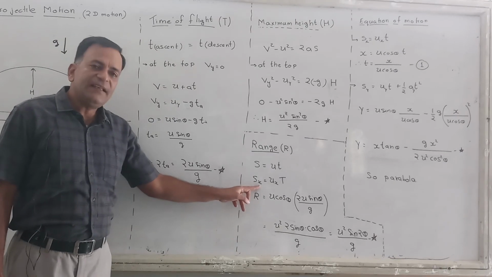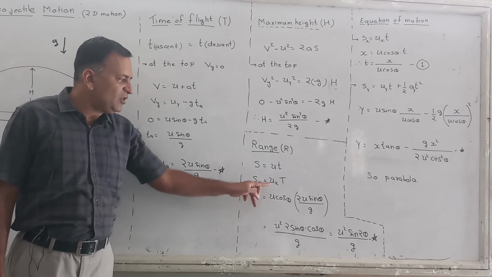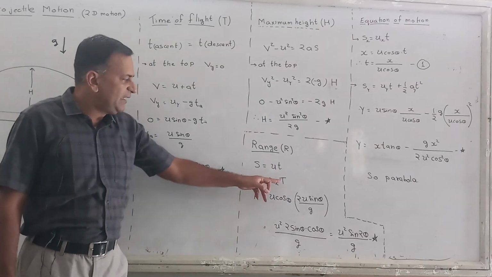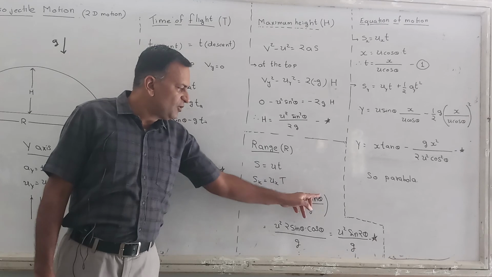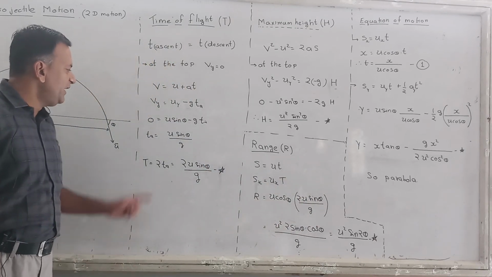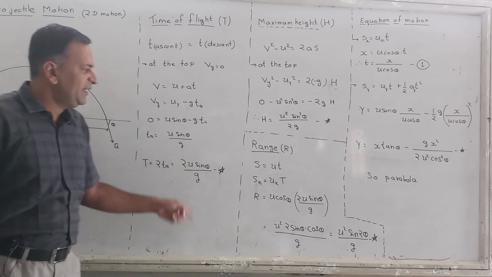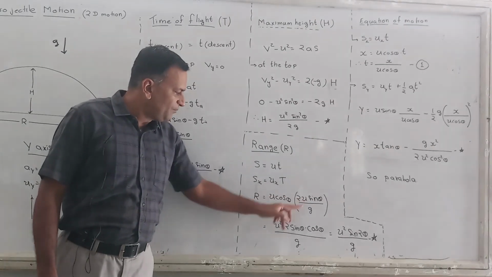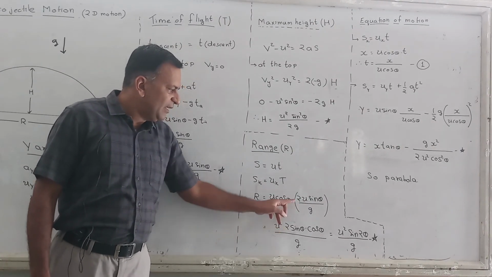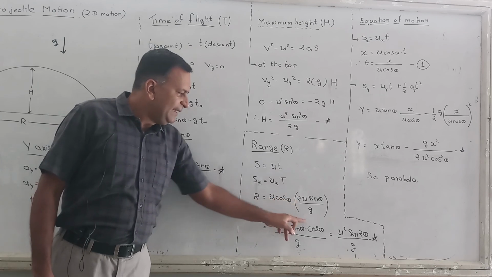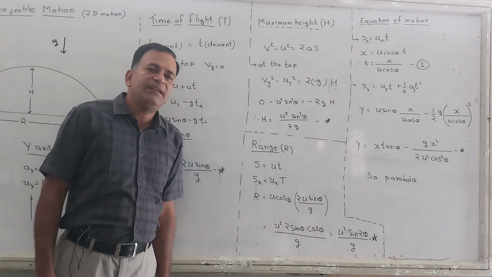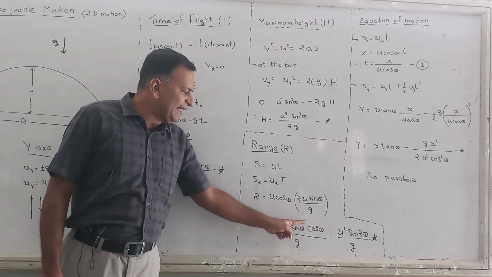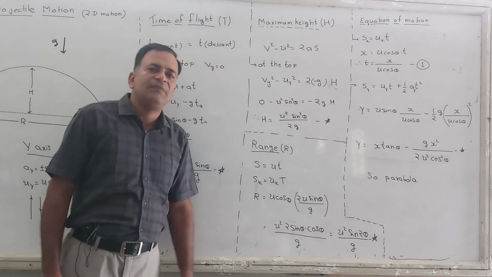Just put distance covered along x-axis equals the range. Initial velocity along x-axis is u cos theta, and time of flight is 2u sin theta by g, that we have already found over here. 2u sin theta by g. Put this here. Okay, u into u makes u square, 2 sin theta and cos theta. So what is the range? U square 2 sin theta cos theta upon g.